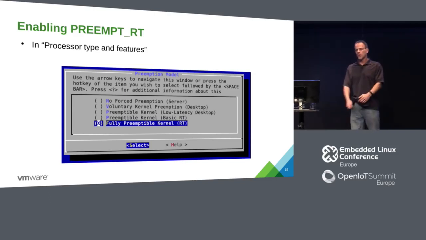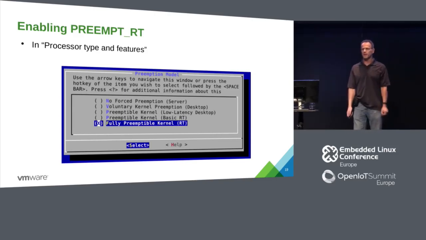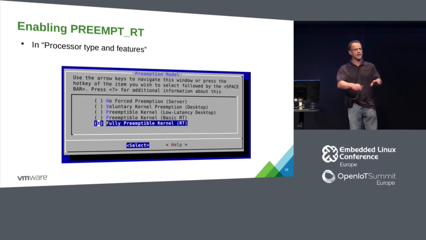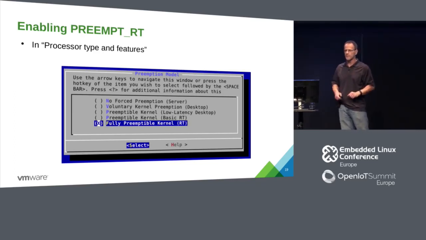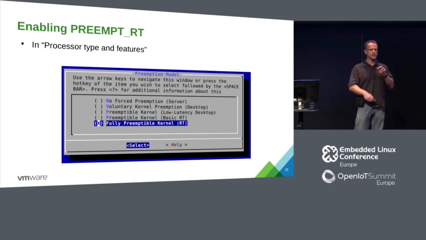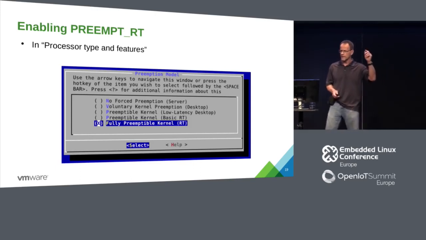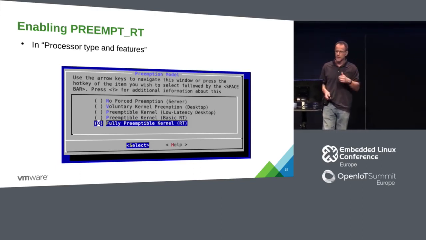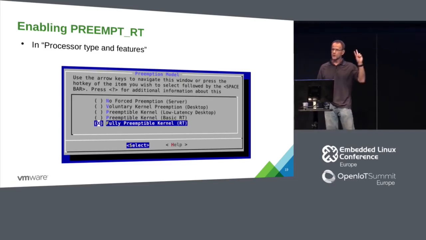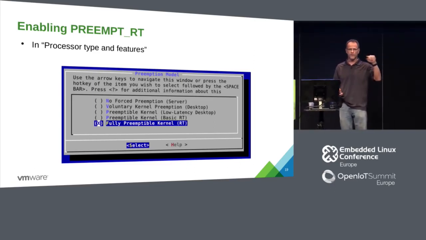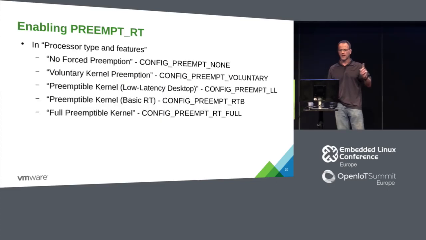So when real time comes into the Linux kernel, and you do make menuconfig and go to processor types and features, there's going to be a preemption model. The first three are only what's there today: no forced preemption, voluntary kernel preemption, and preemptible kernel, low-latency desktop. Two new things are added. And for full preempt RT, that's what we get.